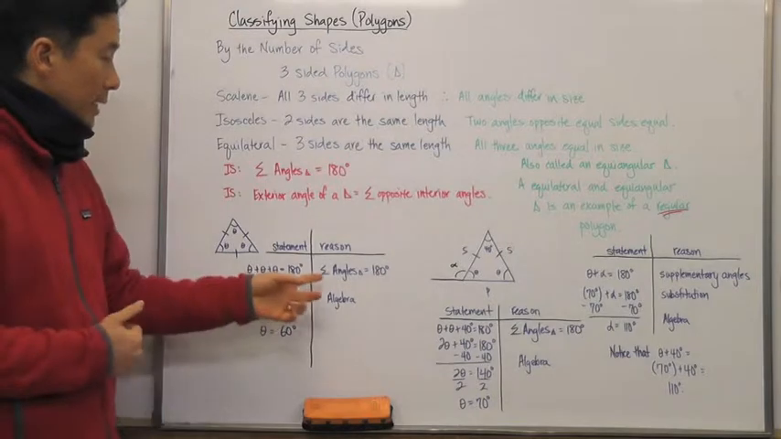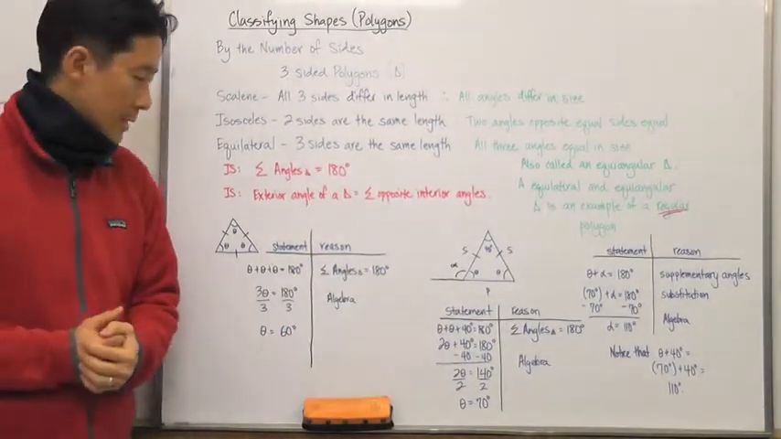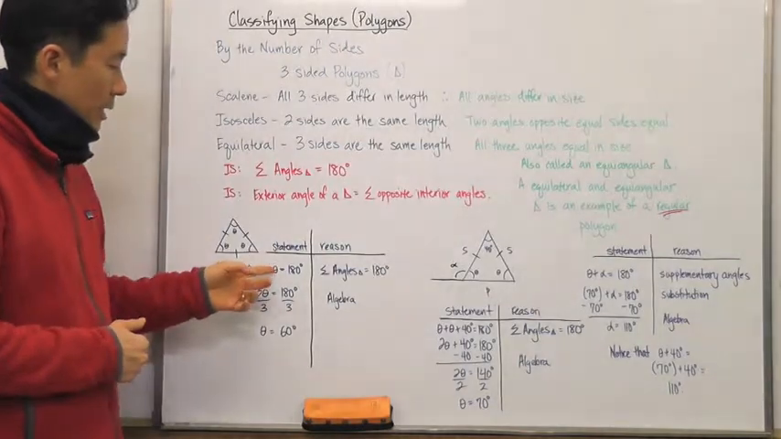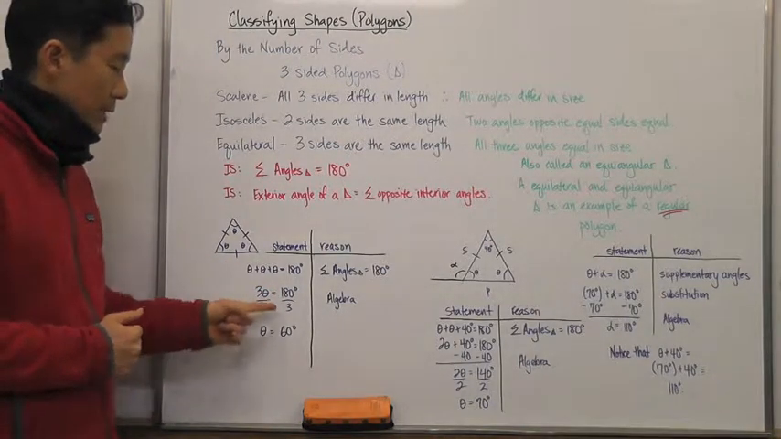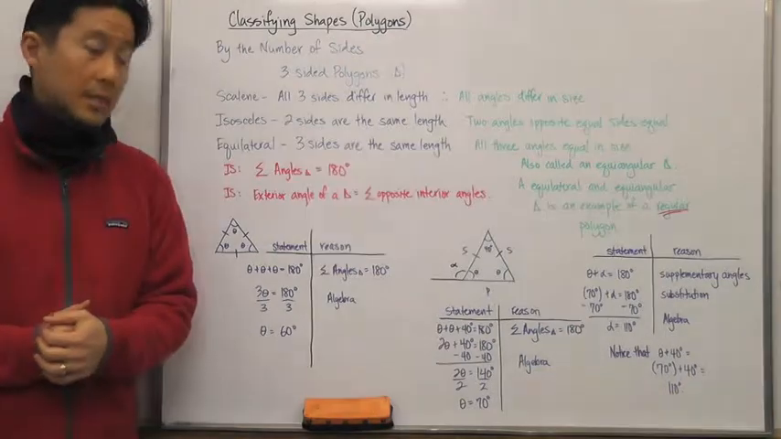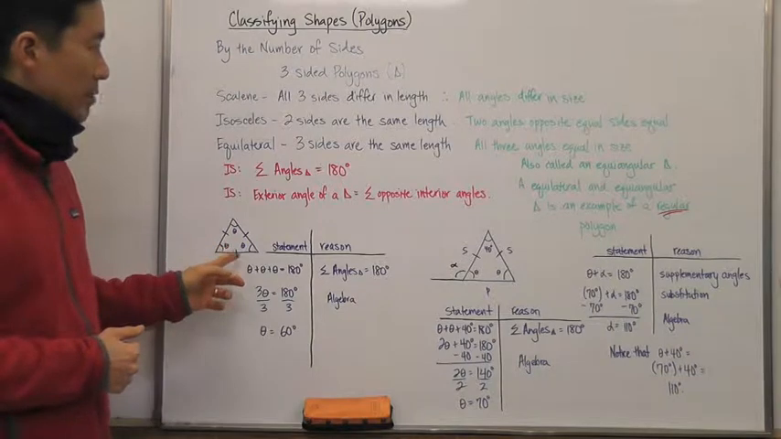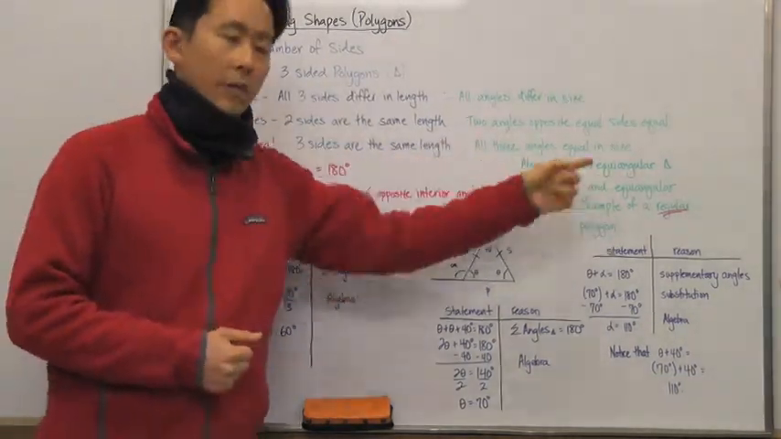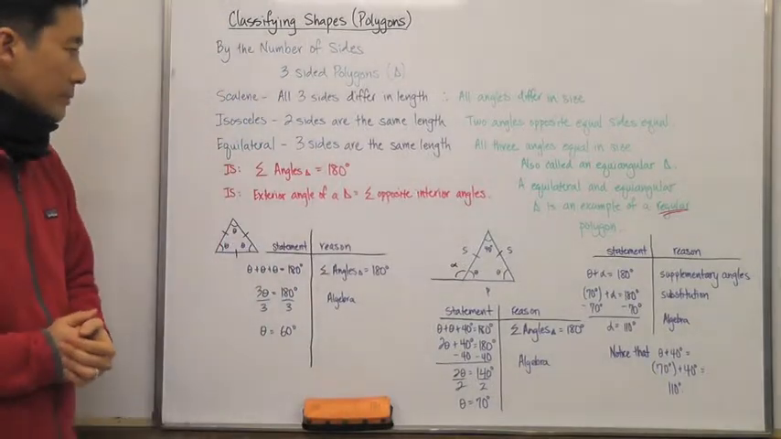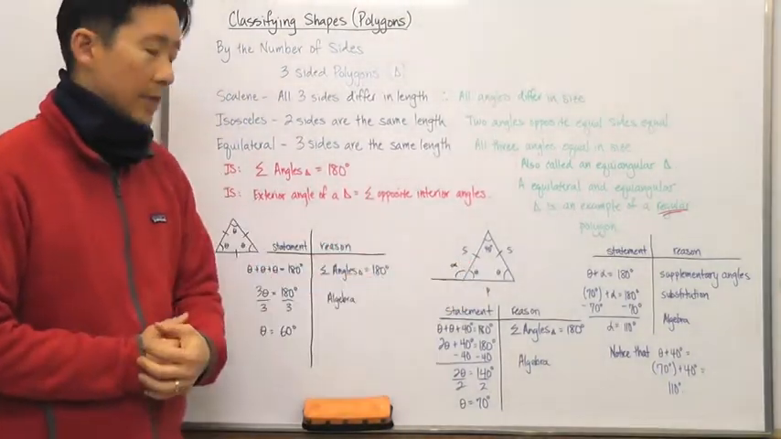The reason for that is because I know that the sum of the angles of a triangle is equal to 180 degrees. So theta plus theta plus theta is 3 theta, which is equal to 180 degrees. Divide both sides by 3 and I get theta is equal to 60 degrees. And sure enough, all of those angles are 60 degrees, and therefore we can also call an equilateral triangle an equiangular triangle.